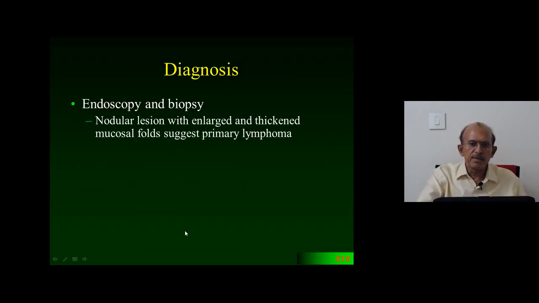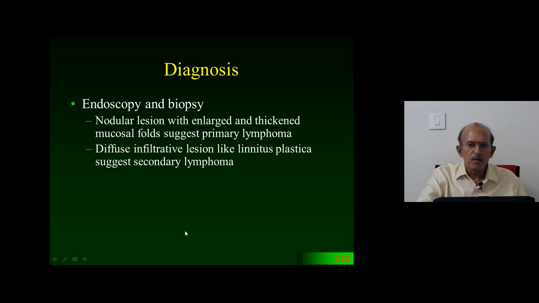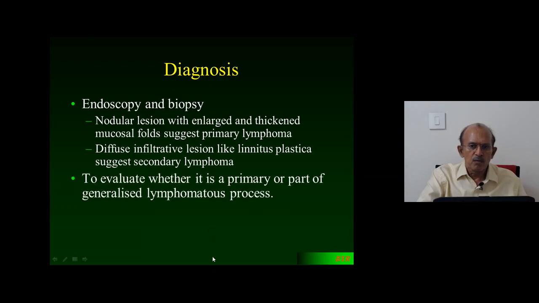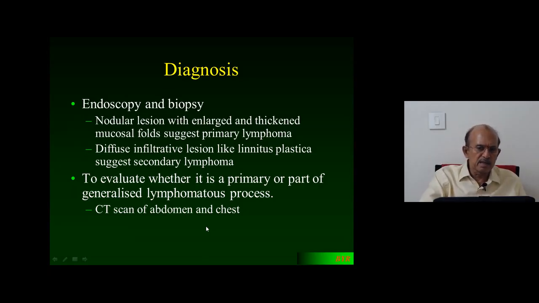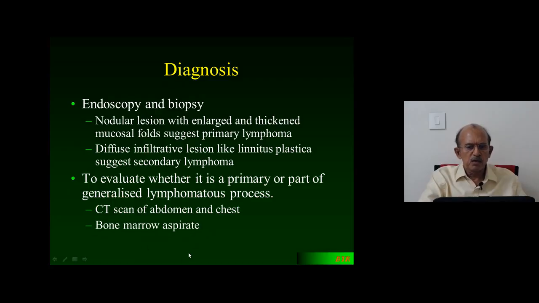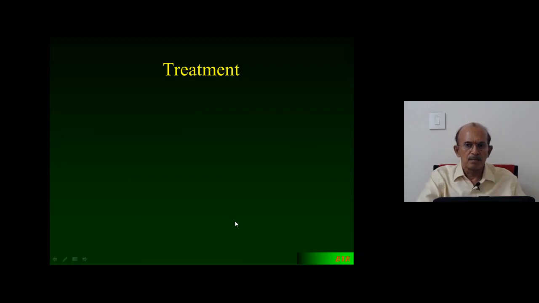Diagnosis: endoscopy and biopsy. You will find nodular lesions with enlarged and thickened mucosal folds. Diffuse infiltration like linitis plastica suggests secondary lymphoma. To evaluate whether it is primary or part of a generalized lymphomatous process, you do a CT scan of the abdomen and chest to look for lymphomas in the chest, posterior mediastinum, or elsewhere in the abdominal cavity. Then bone marrow aspiration, then blood count analysis.